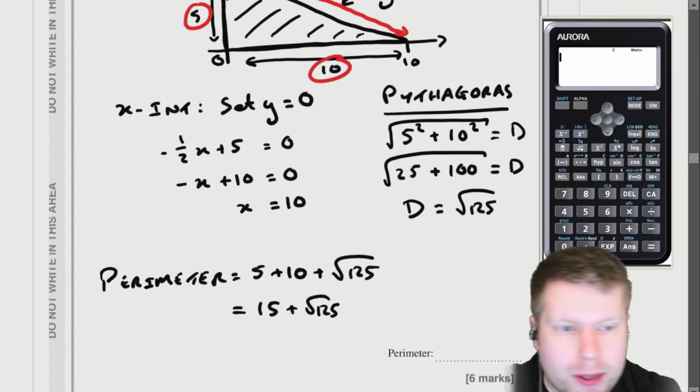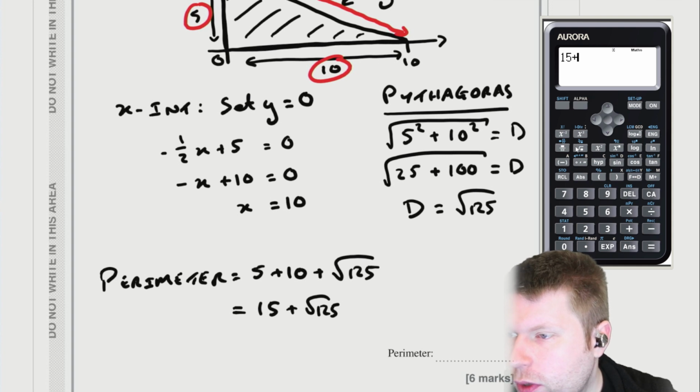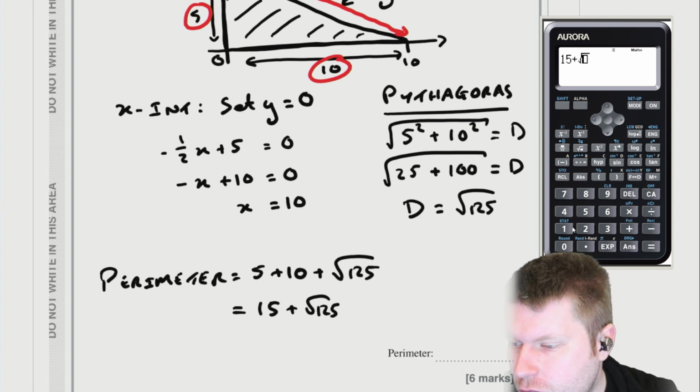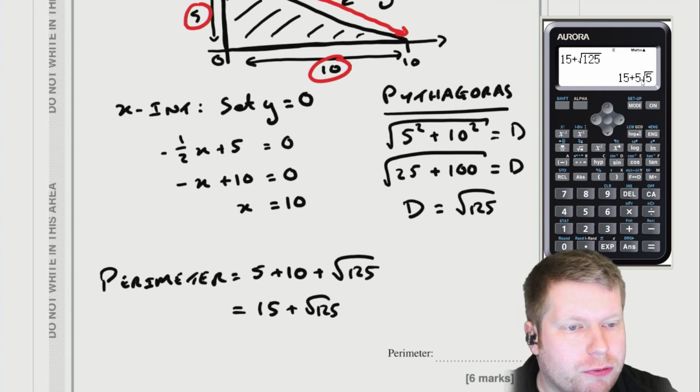So let's bring my calculator up and let's actually type this in. So I'm going to go 15 plus the root, which is this button here, of 125. And if I press equals, it's going to give me it as a simplified surd form.